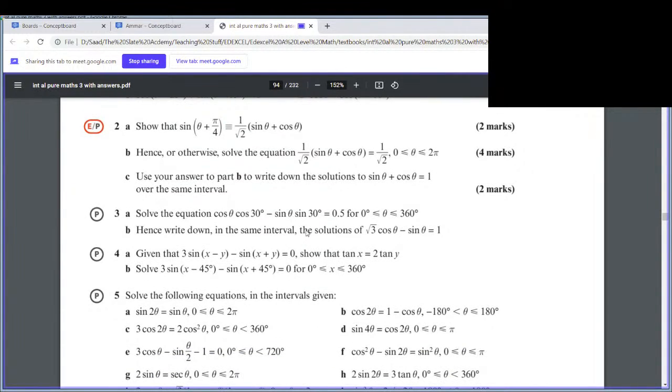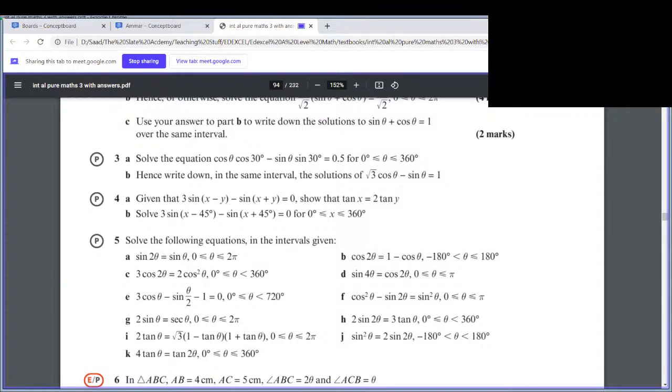Confusing? Okay. But roughly speaking, when sine theta and cos theta give a sum of 1, it's when either of them is 1 and the other is 0. Okay.